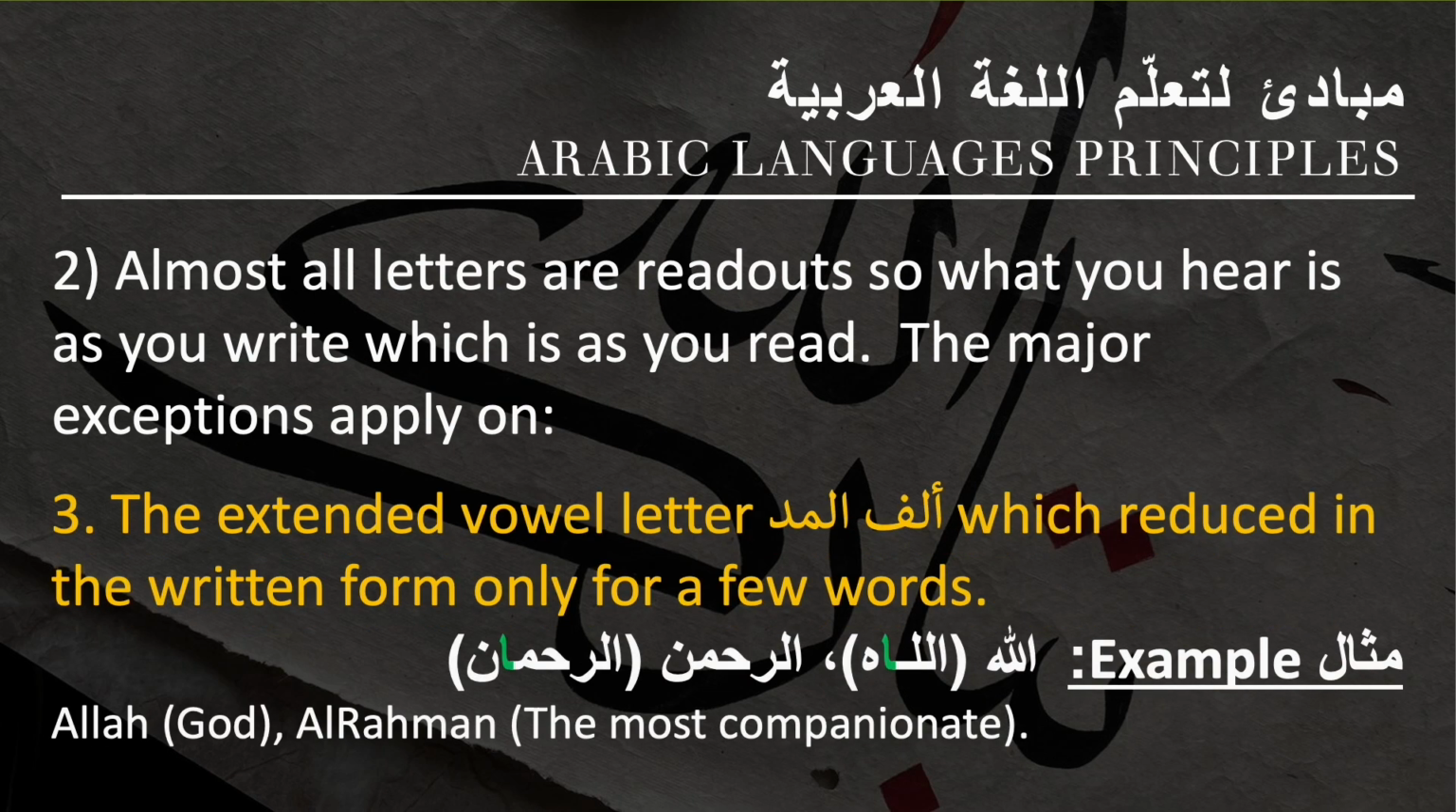The third exception I would like to show you today is the extended vowel alif al-mad, which is reduced in the written form only for a few words. Example: Allah. In Allah, actually after the second lam there is an extension for alif al-mad, but it is reduced in the written form. Ar-Rahman, the same thing. There is an extension for alif al-mad after mim, but it's usually written Ar-Rahman, but not Ar-Rahman. But if you want to write these forms, it is still correct.